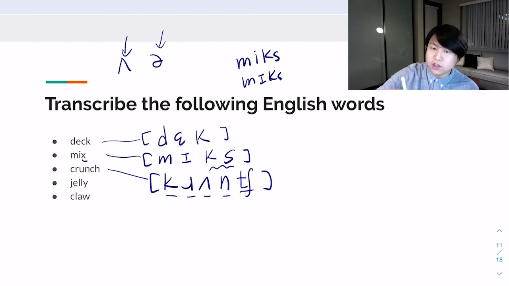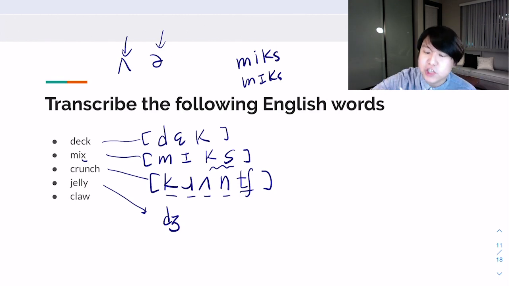So this is crunch. Fourth one, jelly. The jaw sound is another affricate, the voiced counterpart of the cha sound, so it should be this, the voiced post-alveolar affricate. Then the vowel is again the same sound as in deck or bet.